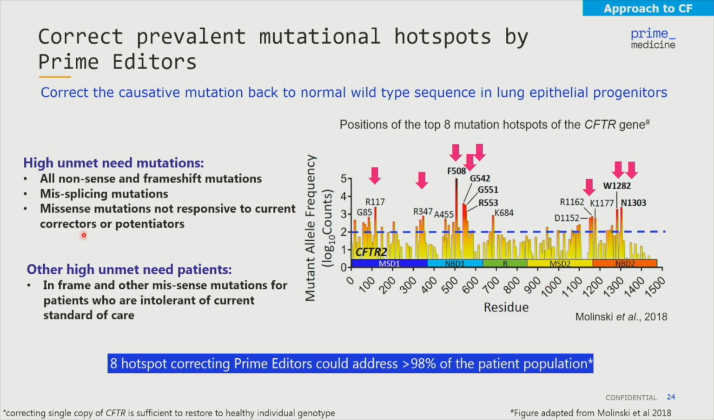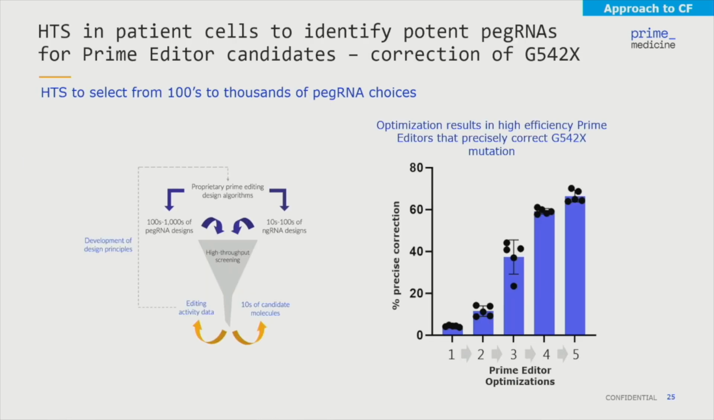So we've focused on these nonsense and frameshift mutations that are high unmet need, as well as other mutations that are not responsive to current therapies. And we're just going to show you an example of this, but we have multiple hotspot editors that are in various stages of development at the moment.